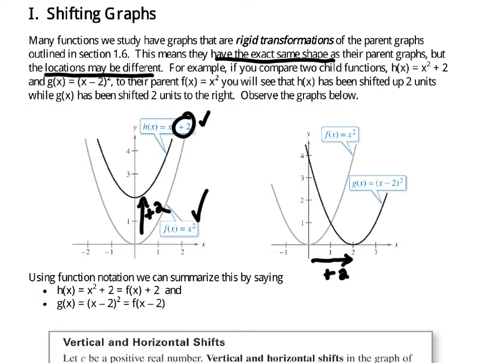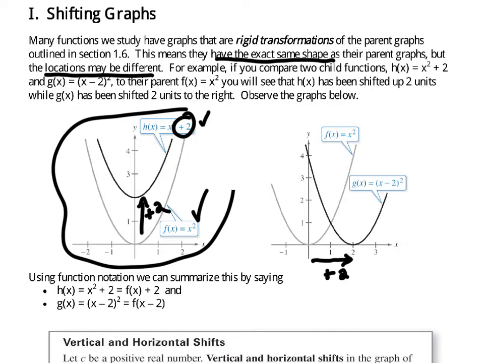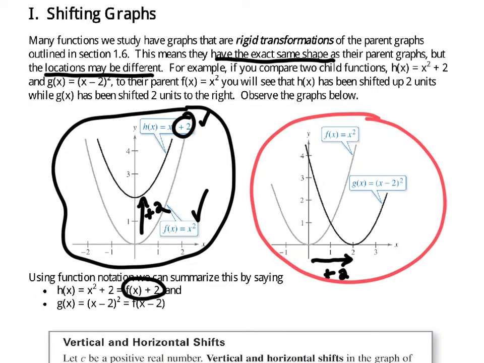So using general function notation, if we take a look at the graph on the left, notice it is shifted up 2 from the parent, and what we can write is that the original function has had 2 added to it to shift it up. If you look at the graph on the right, notice it's shifted 2 to the right, but what we can say is that the original function has had 2 subtracted from the x.